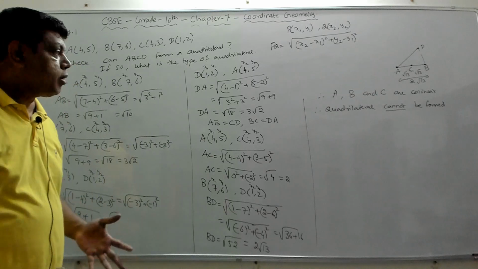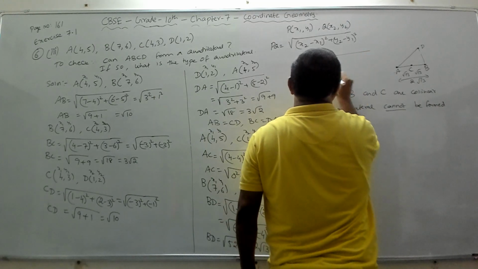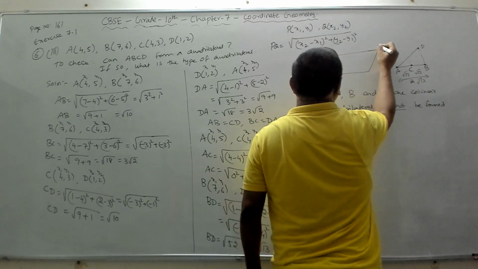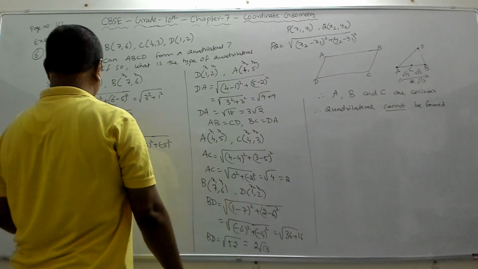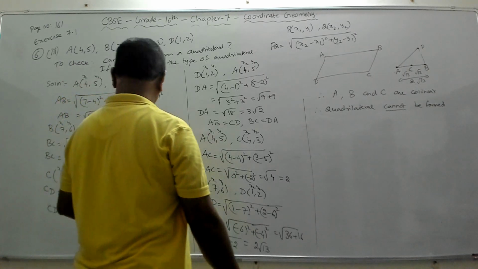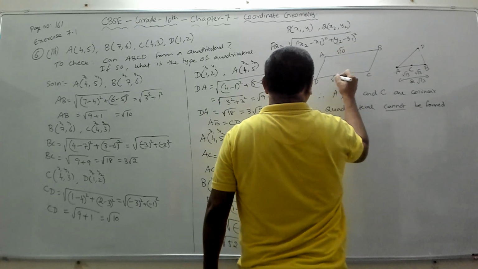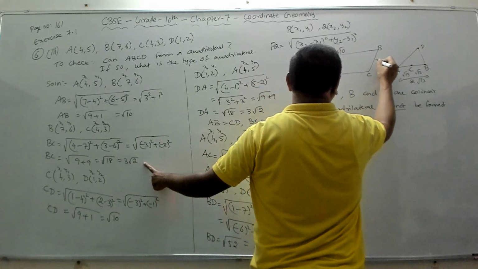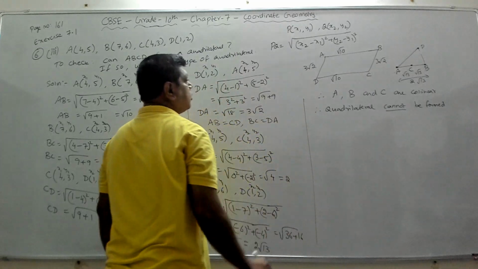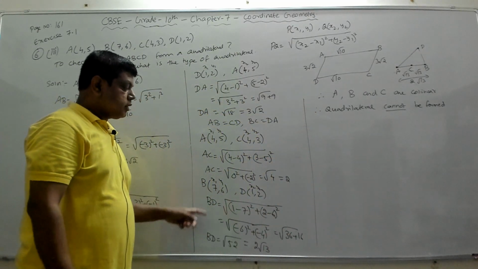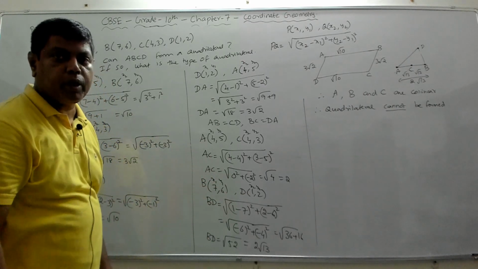So the diagonals are not equal, but opposite sides are equal. So A, B, C and D: diagonals are not equal. Opposite sides are equal. AB and CD, this is root 10, this is also root 10. And BC is 3 root 2, and your DA is also 3 root 2. So it's a parallelogram. Why is it a parallelogram? Because the diagonals are not equal. If the diagonals are equal, then it would become a rectangle.